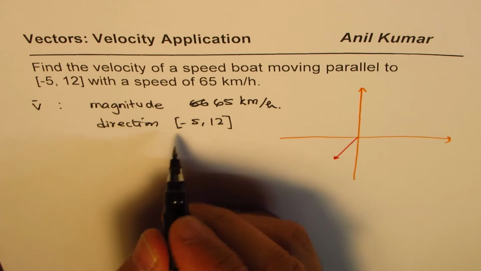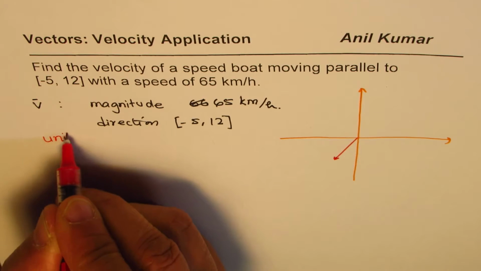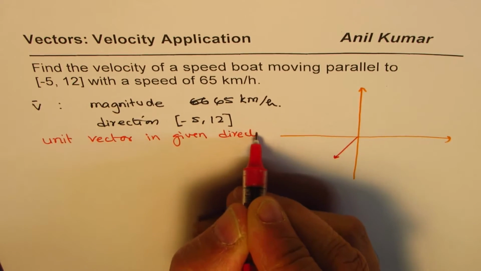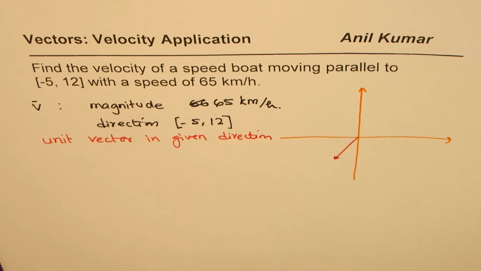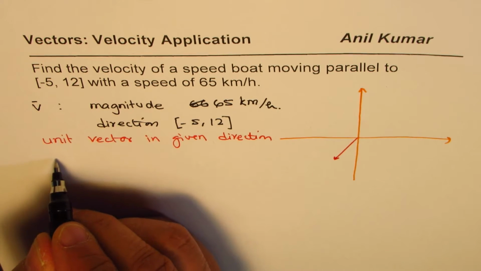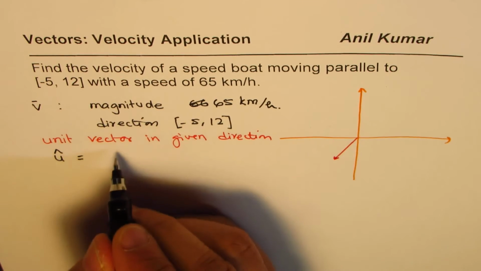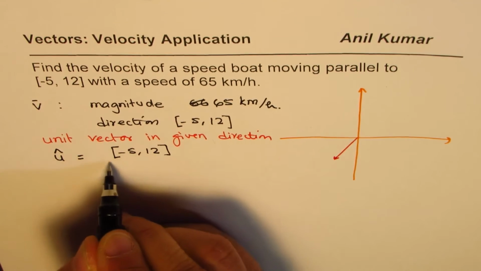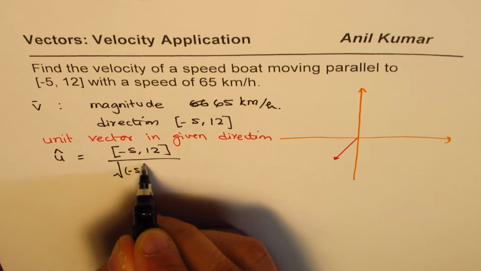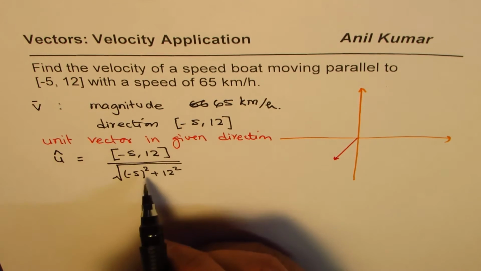How do we do that? The idea is to get the unit vector in this direction. The concept here is to find the unit vector in the given direction, and then we'll multiply that with the magnitude of 65 to get the vector v, okay? So the unit vector in this direction, let's say u, will be the vector itself, which is minus 5, 12, divided by the magnitude of this vector. The magnitude will be the square root of minus 5 squared plus 12 squared. Correct?